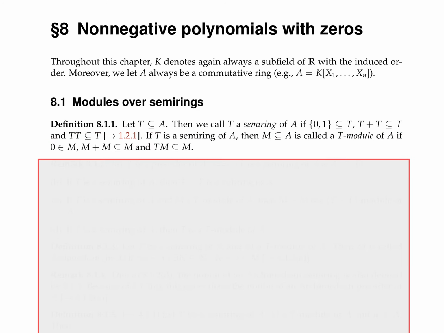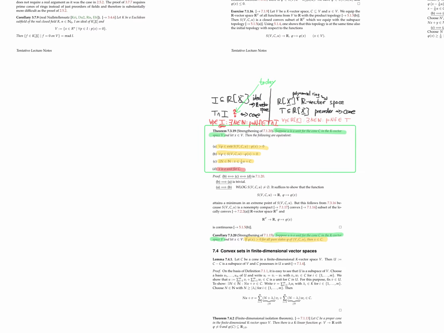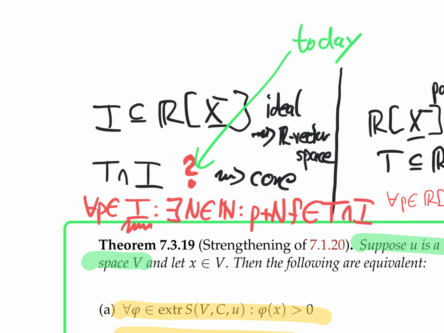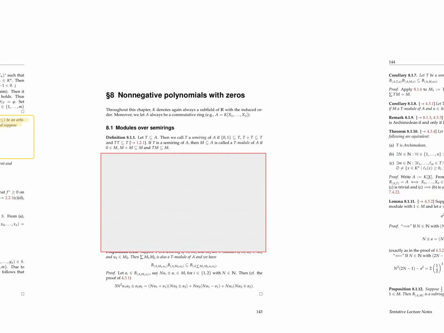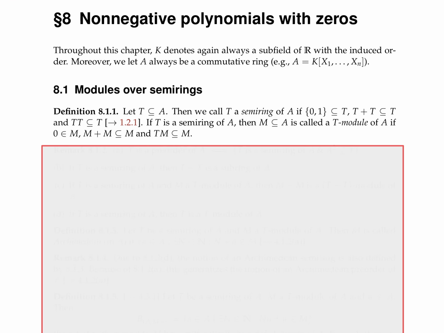So modules over semirings, right? Today I said we will learn about this question mark. What is actually such a thing, or what could it be? And actually we'll be even more general. Modules over semirings. It's a bit abstract. So let T be a subset of this commutative ring A. We call T a semiring of A if it contains 0 and 1, and a commutative ring is always a commutative ring with 1, right? It always has a 1.